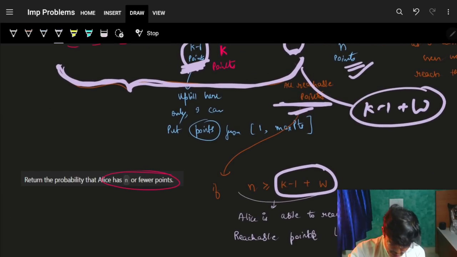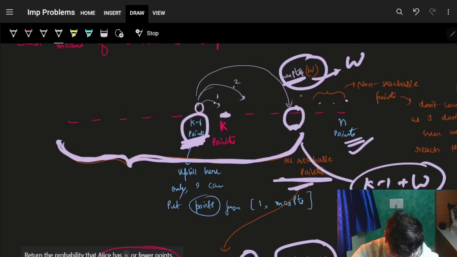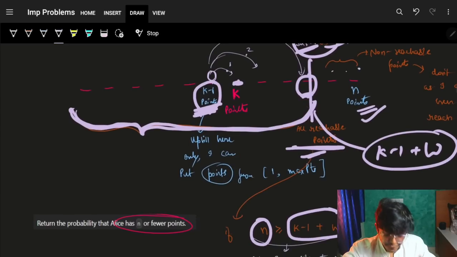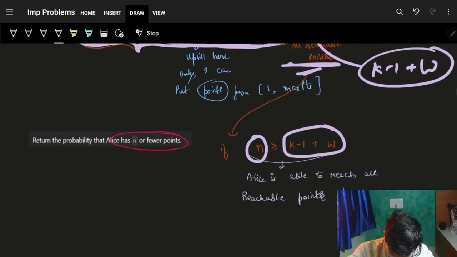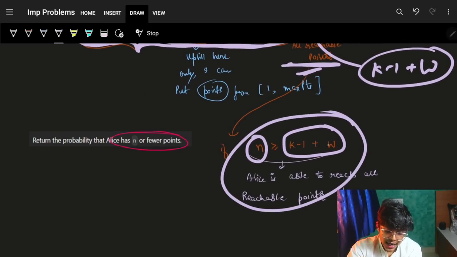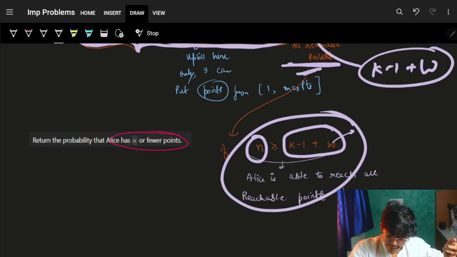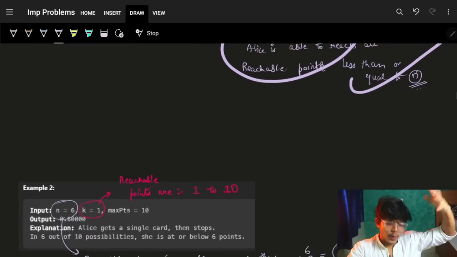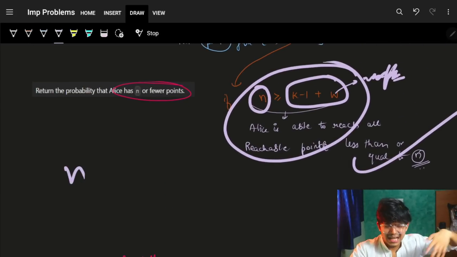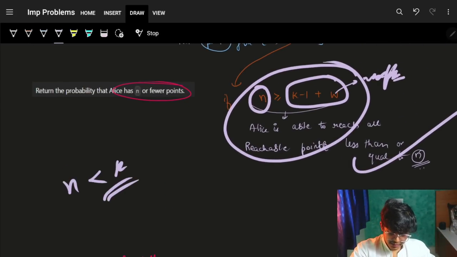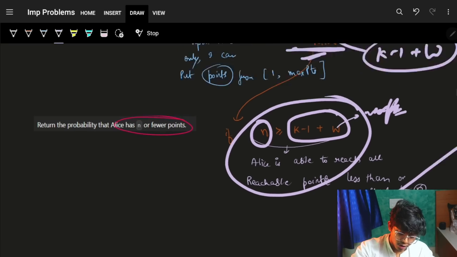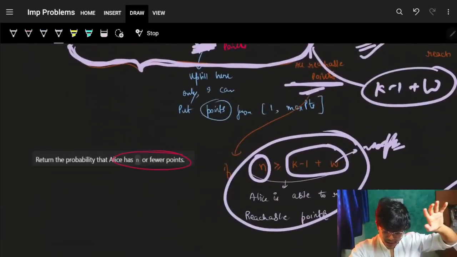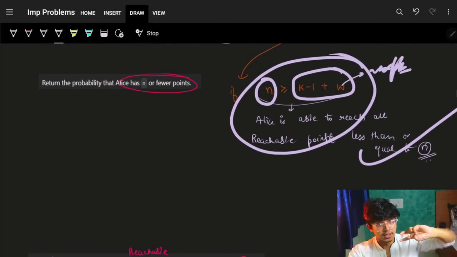Your probability is 1, which means your N is more than or equal to the reachable points, and because your option was to get N or lesser points, and for sure you have all the reachable points with you, then you say, okay, if N is more than or equal to K minus 1 plus W, the max points, then I will just return a 1. These are the two edge cases. And one also for sure is, if N is less than K, then also you have to just return a 0, but in the question it's always given that N is more than K. I'll show this particular part, but these are the two major edge cases which you have to consider. I've explained them very well.